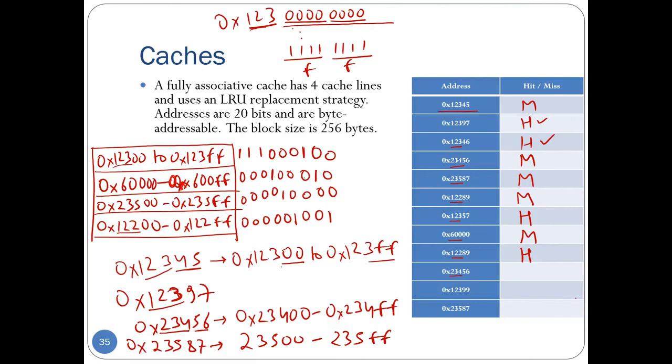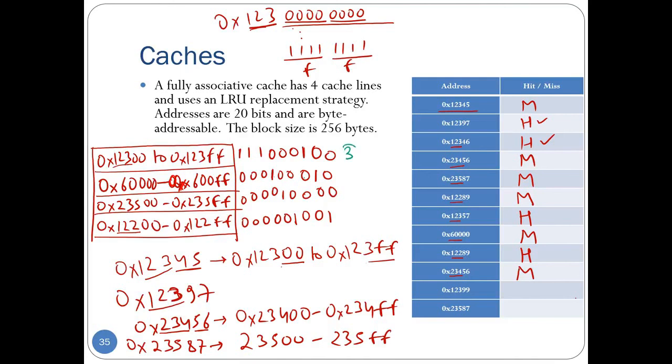Next we have hexadecimal 23456. So the tag 234 is not present in the cache, right? We have 235, 122, 600 and 123, right? So this is going to be a miss. Now in response to this miss, again we have to evict something.